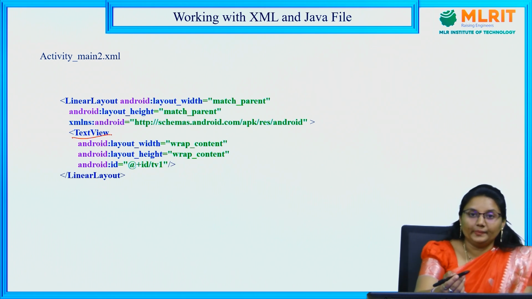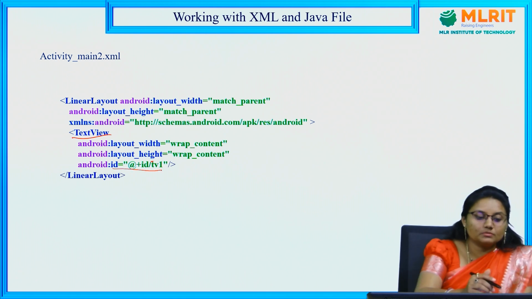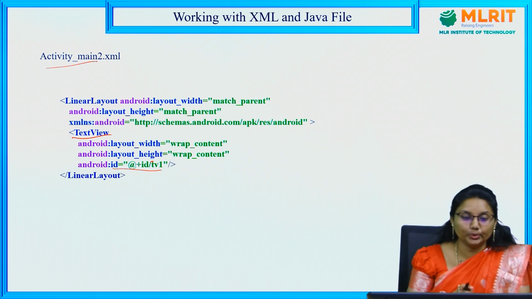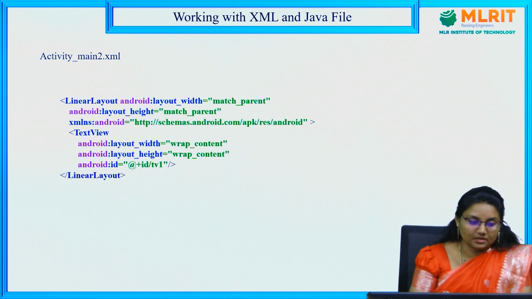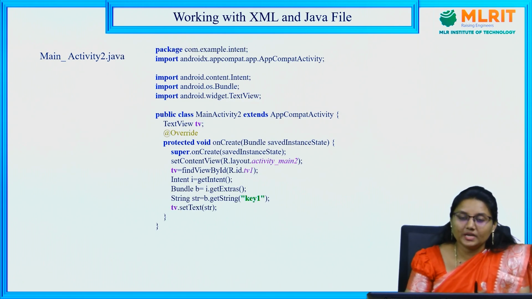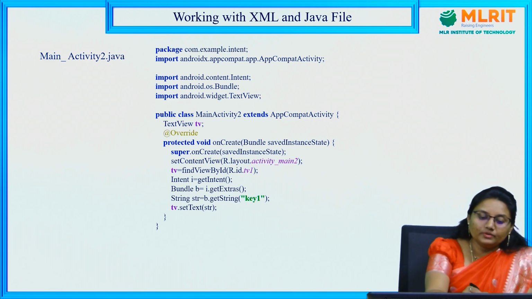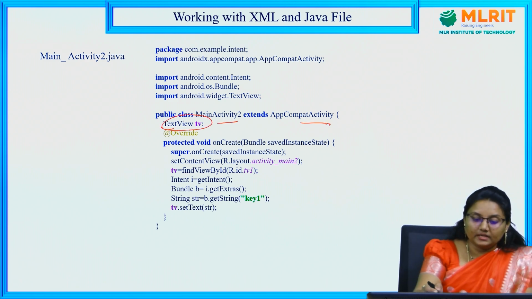TextView component. In Android we give layout width, layout height, and one more ID for the TextView. This is activity_main2. And for this you need to write the Java part again, right? So this is our Java part for activity 2. In activity 2, how many components do we have? One component. What is that? TextView, TV. So activity 2 extends AppCompatActivity, onCreate, this is common, setContentView.